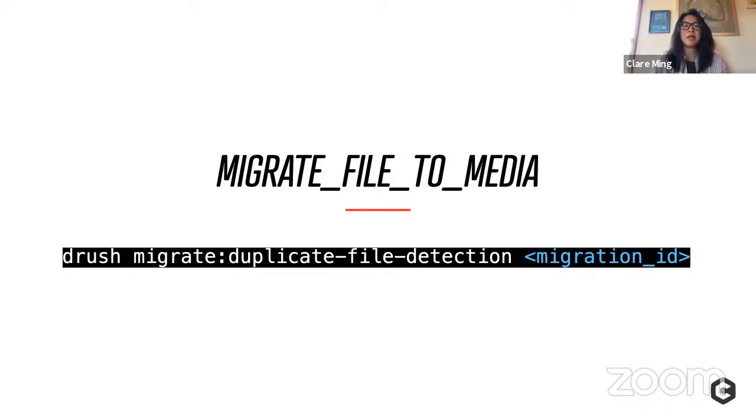Next slide. One cool feature about this contrib project is that it does duplicate file detection. By running this migrate command with the migration ID of the images or files migration that you have going, it will create a binary hash of that file and store that in a table in the database. Again, you need to do this before you run your media import. When you go ahead and run your media migration, it will double check against that table, and it will not import if it already exists.